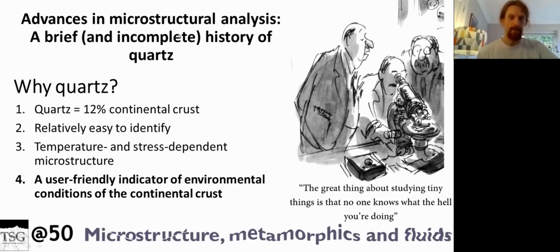So quartz accounts for about 12% of the continental crust. It's relatively easy to identify, but importantly, it's got some characteristic temperature and stress-dependent microstructures, which make it a user-friendly indicator of environmental conditions in the continental crust.